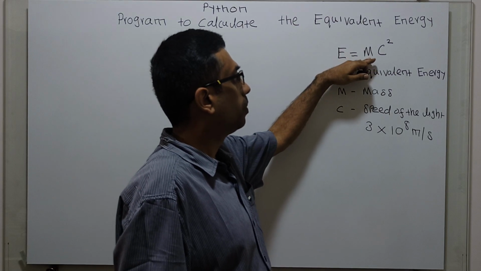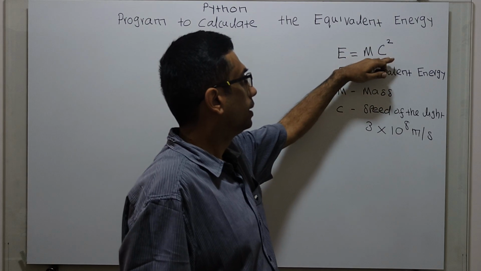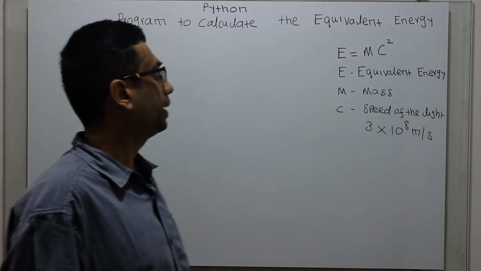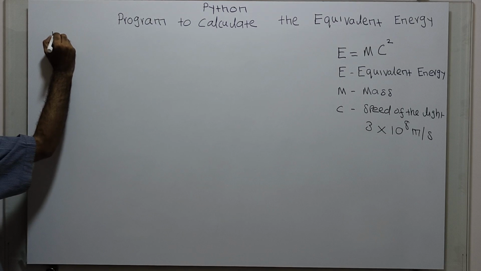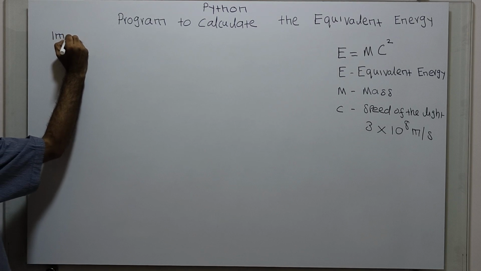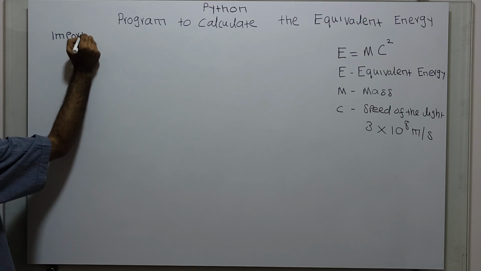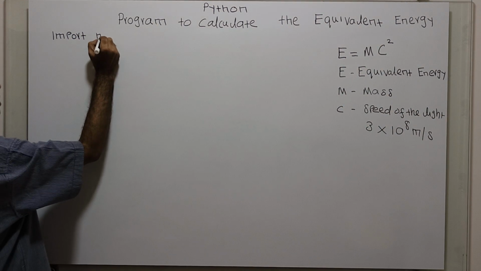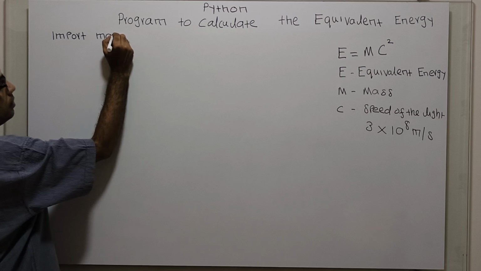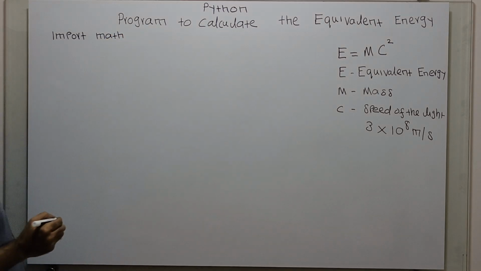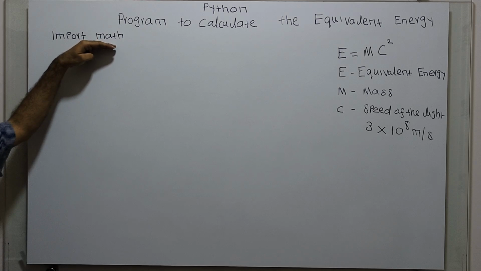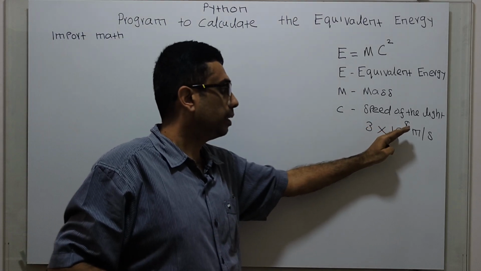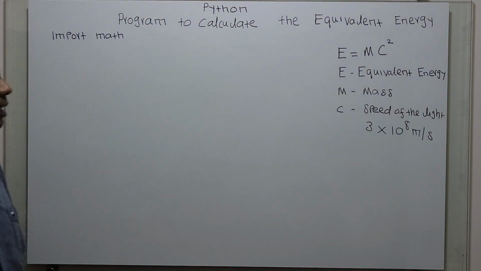So for this, we are going to write a Python program to calculate the equivalent energy by using a formula mass into c square, speed of the light. Import math. Math is a module. I am going to use it to calculate the 10 power 8 by using the power function of the math.